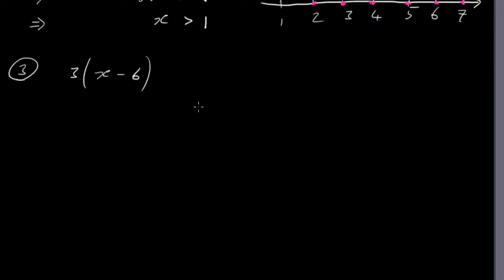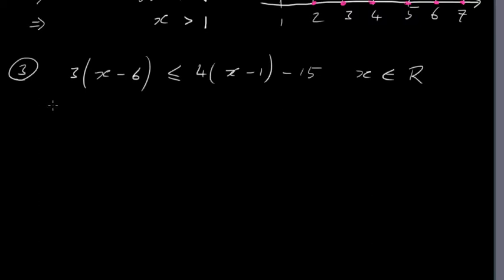3 times x minus 6 is less than or equal to 4 times x minus 1 minus 15. And this time I'm going to say x is an element of R, x is a real number this time. So I've got 3 times x minus 6 is less than or equal to 4 times x minus 1 minus 15.